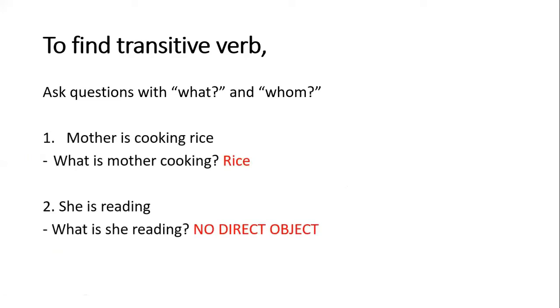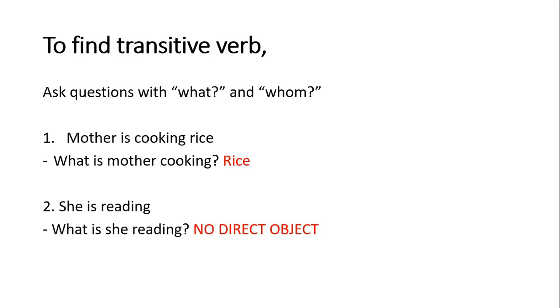Now for example, mother is cooking rice. So let's ask a question, what is mother cooking? So the answer is rice. So rice is the direct object, so this is transitive verb. If there is no answer, then that means there is no direct object. So that's intransitive verb.